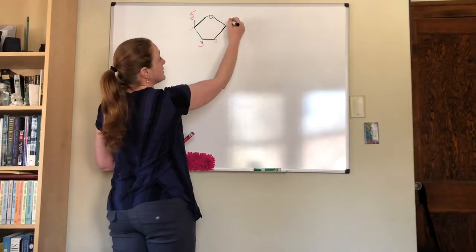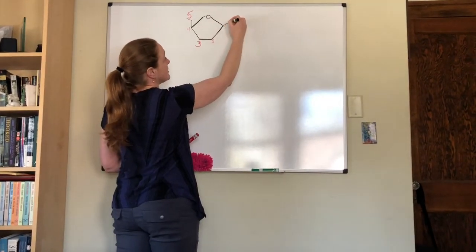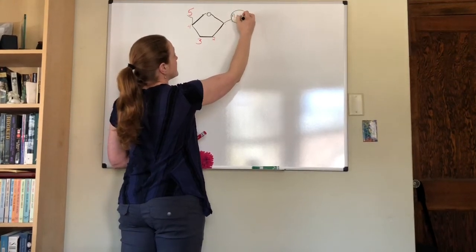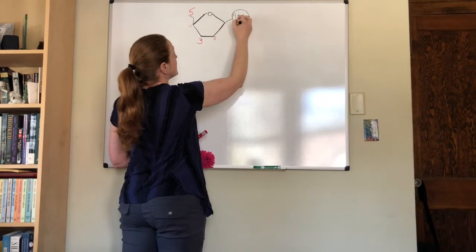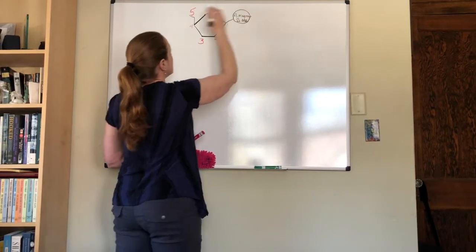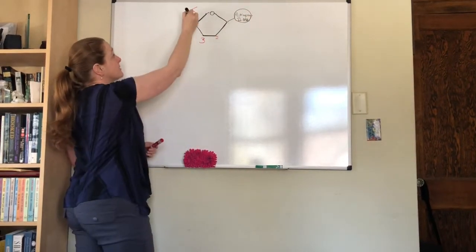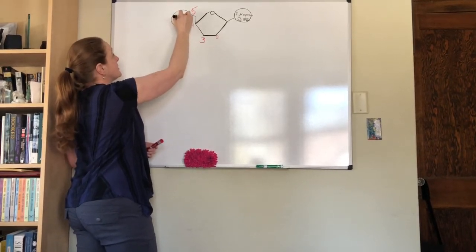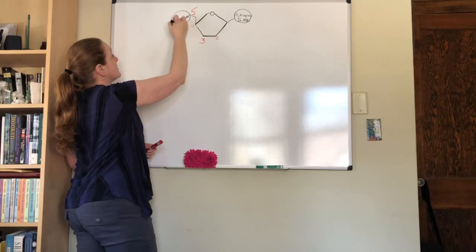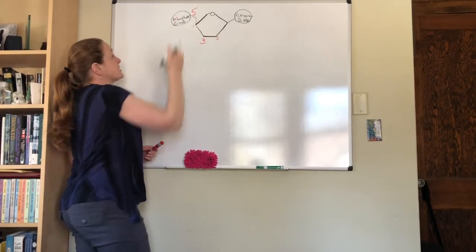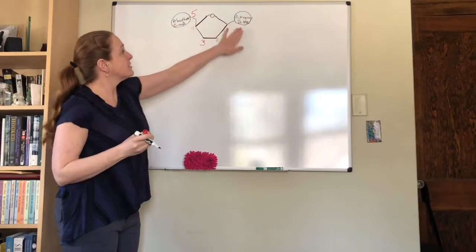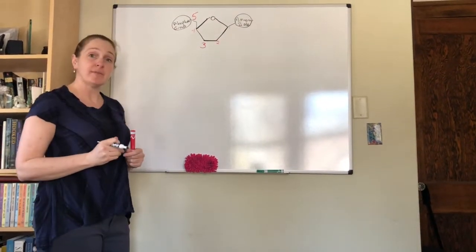Coming off here from the 1' sugar, we're going to have our nitrogenous base. And over here attached to our 5' sugar, this is where we're going to have our phosphate functional group. So this is our one nucleotide monomer: a sugar, nitrogenous base, and phosphate functional group.